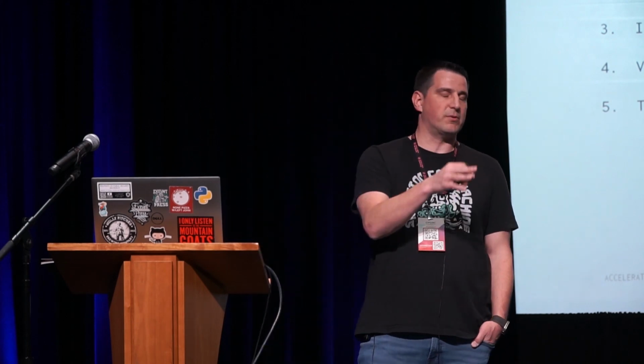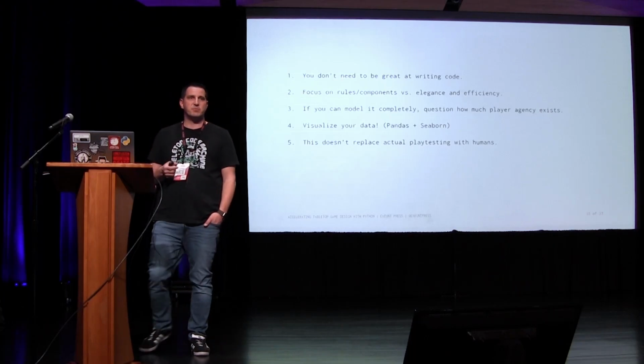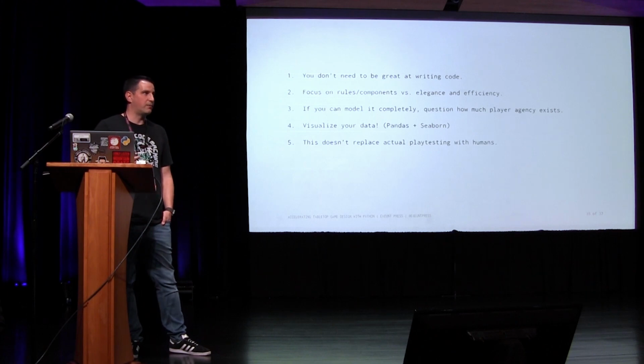It reduces errors, and it actually, you could step through, like I'm going to model rolling the dice. I'm going to model when a player chooses the lowest each time. And if you can model it completely, I would question how much player agency actually exists as well.